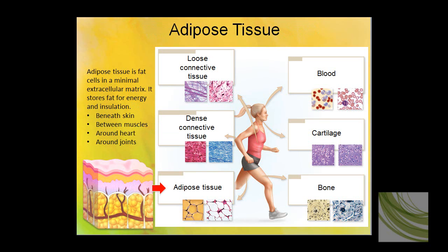Adipose tissue is fat cells. We find it under the skin, between muscles, around the heart, and around joints.